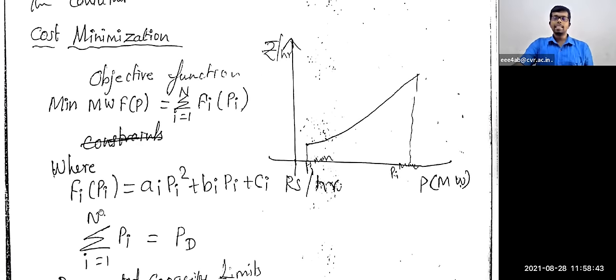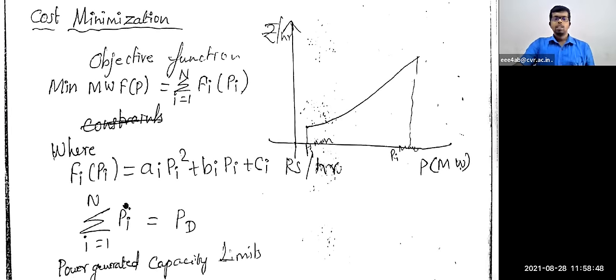Okay, so what are the constraints? Two constraints we already discussed. One is the power balance constraint. Here Pi is the power generated from the ith generating unit, P1 is the power generated from the first generating unit, P3 from the third, P8 from the eighth. Whatever i you choose, Pi is the total power generated from that particular generating unit.